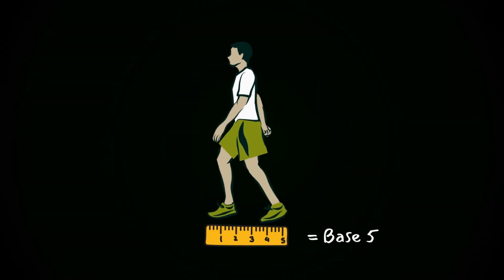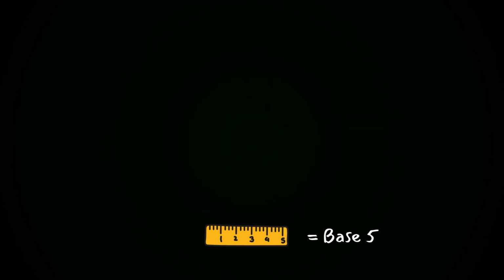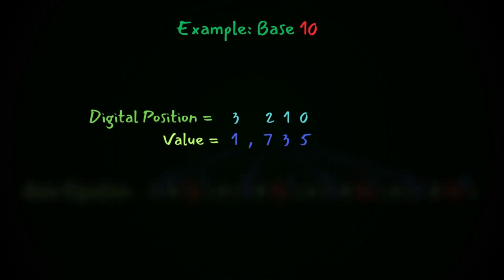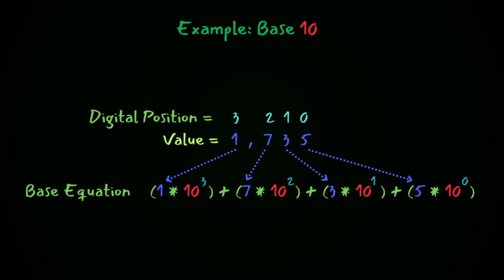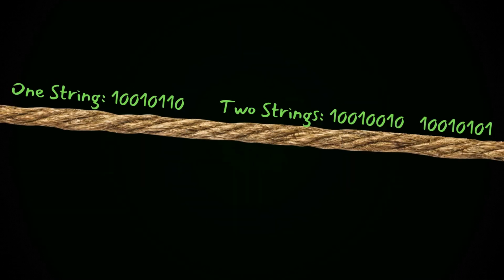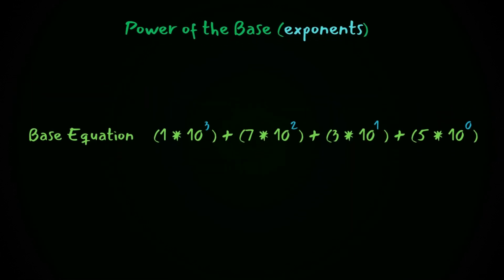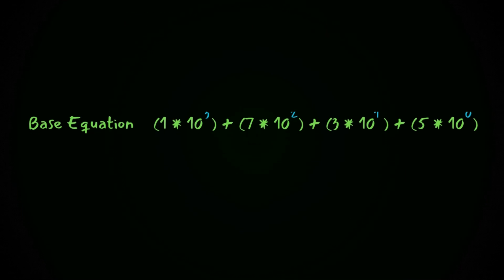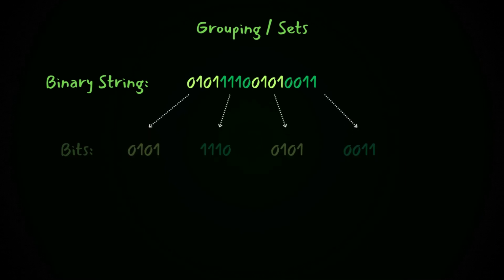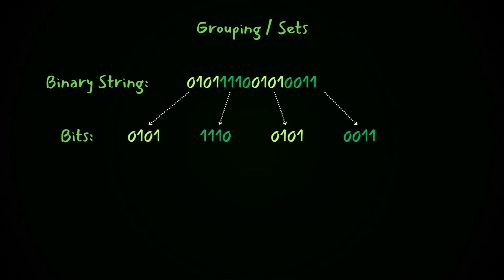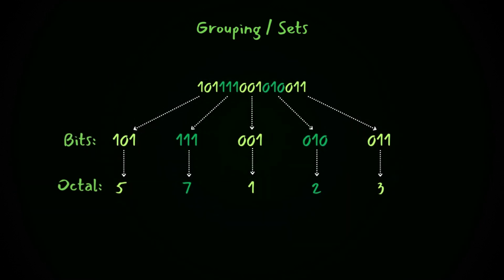Base is the size of a step you can make for every single digit. Also, base is determined by the amount of numbers inside of a numerical system. This will make sense in a couple of minutes. String is a continuous line of symbols. Power of the base, or exponents. The base is raised to a specific exponent given by its digital position. Grouping is organizing bits into a set of specific sizes. An example would be hexadecimal. One symbol is 4 bits. In octal, one symbol is 3 bits.